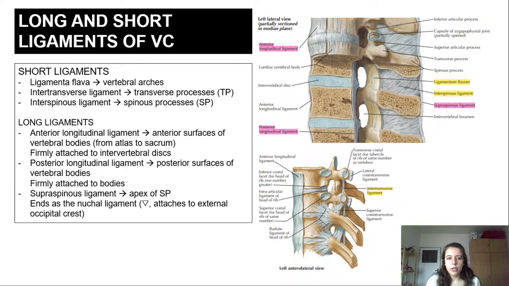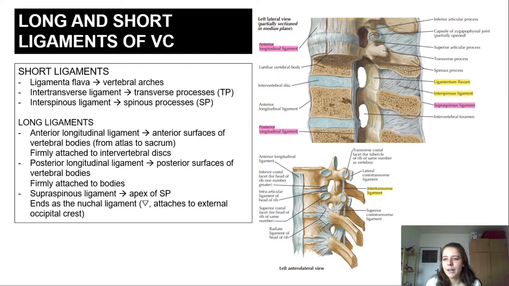Then this is another question from the final, a very easy question. So this is the long and the short ligaments of the vertebral column. The short ligaments are the ones that are just going to be between vertebrae. So that means from one to one, stop, from one to one, stop. And the long ligaments are the ones that go through the whole vertebral column without stopping, without borders, like the short ligaments do.